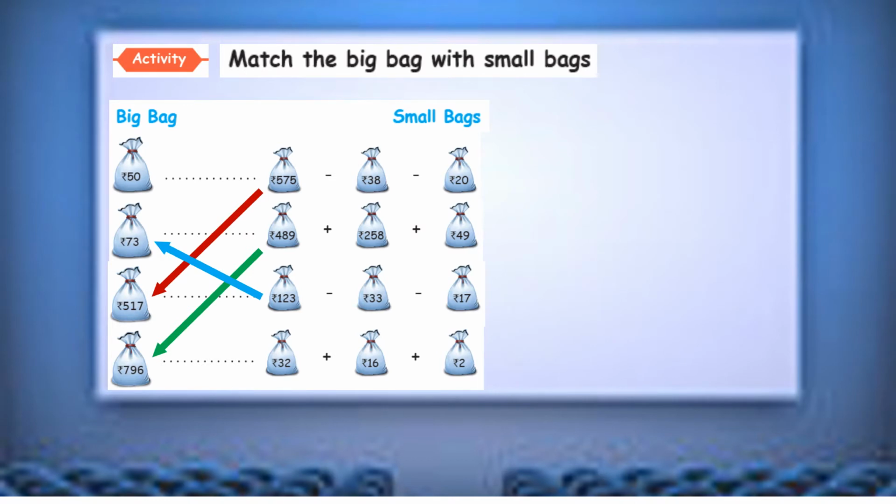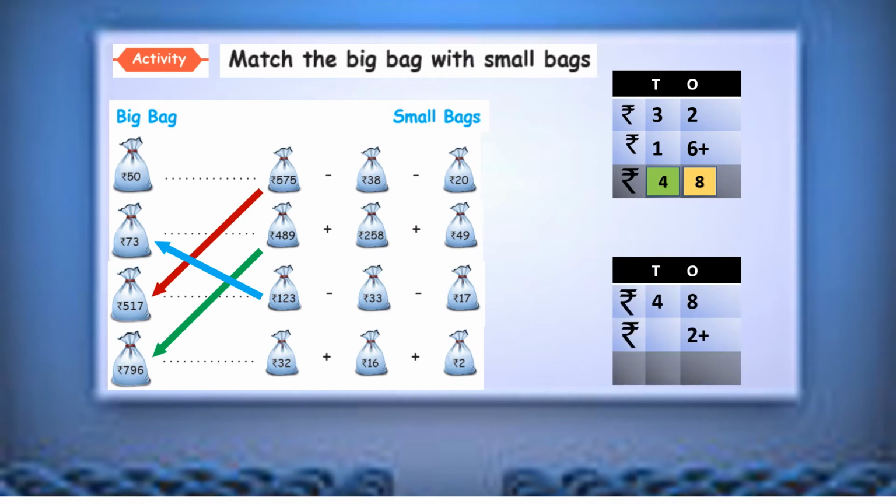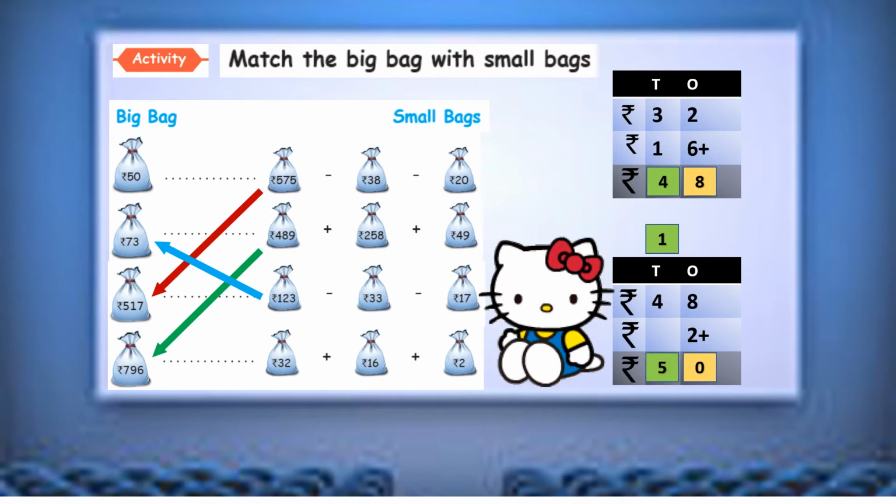So the last one, rupees 32 plus rupees 16. Just add them. 6 plus 2 is 8, and 3 plus 1 is 4. So 48 plus 2, that we know, is 50, isn't it? That's what we have mentioned here. For your reference, you go through.